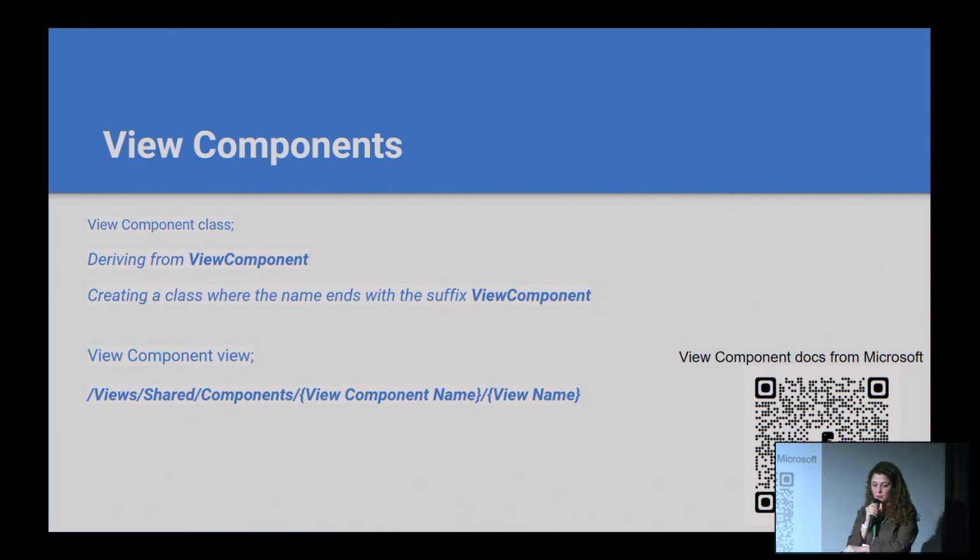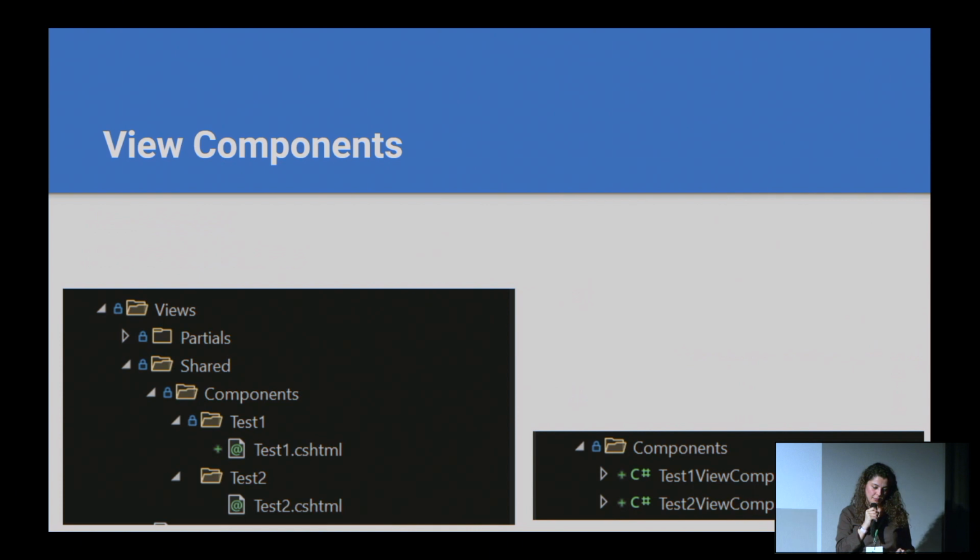And that is from the Microsoft Docs. That's that little QR code. This is how it looks like in my project where I test it. So under the components folder, these are my classes, and I'm going to show you the snippet of how they look inside as well. And that is my views. So what I did is share, under views, shared, components, and then test1 and test1.cshtml. It's a lot easier to read as well whenever you need to check your code. It's a lot easier to find where your view page is.